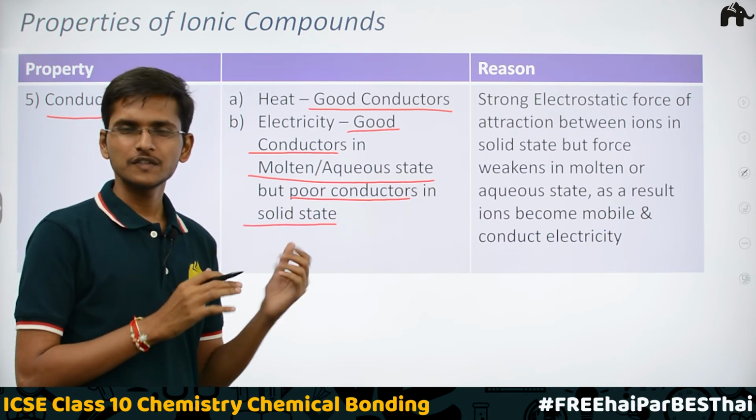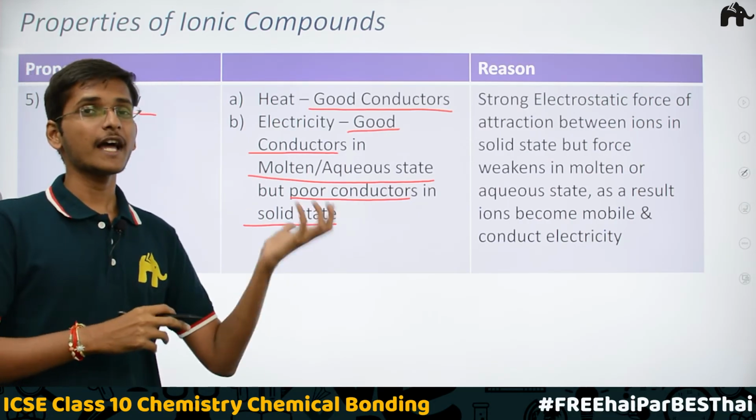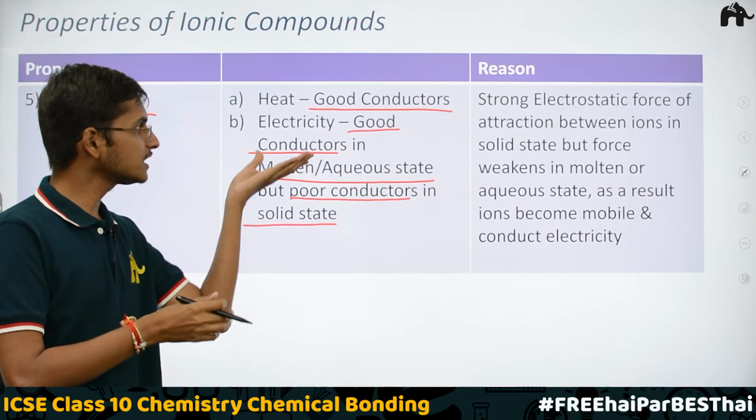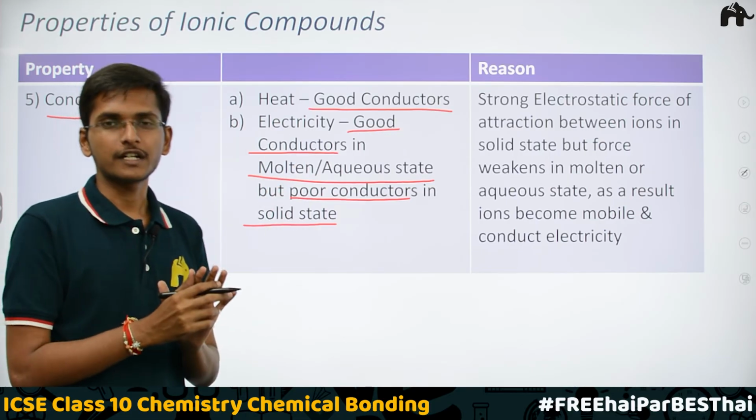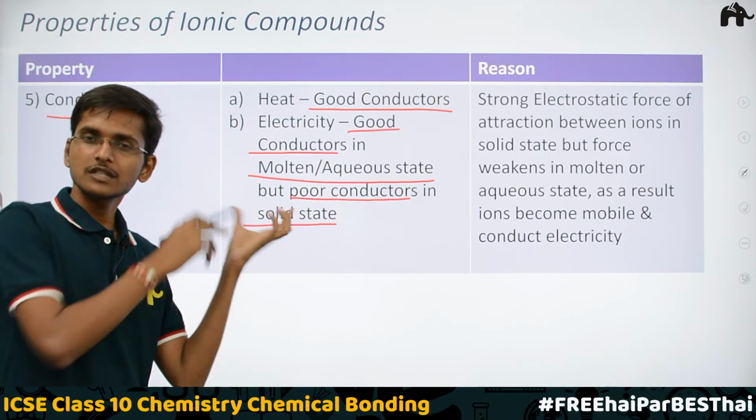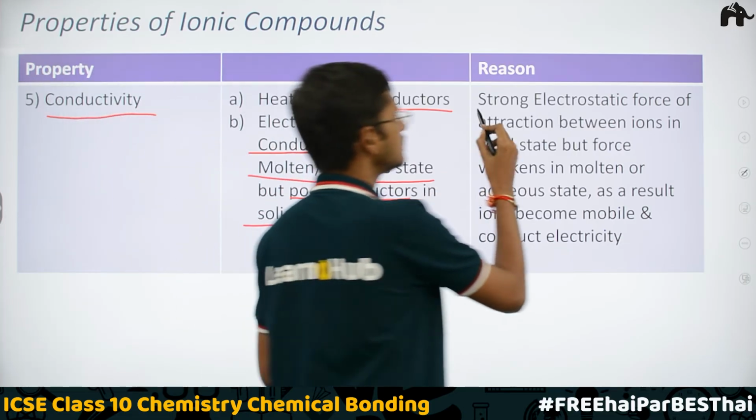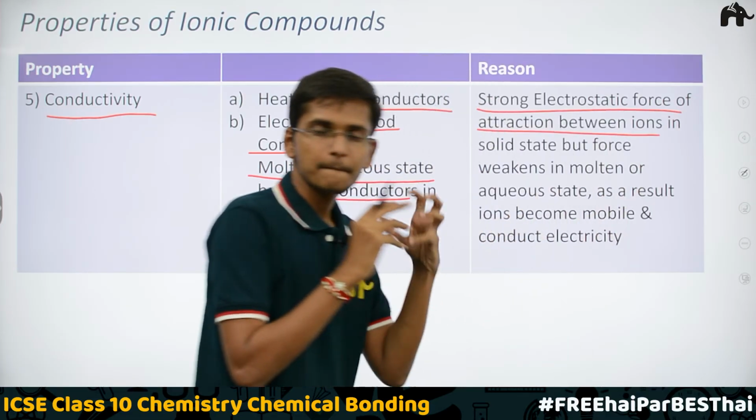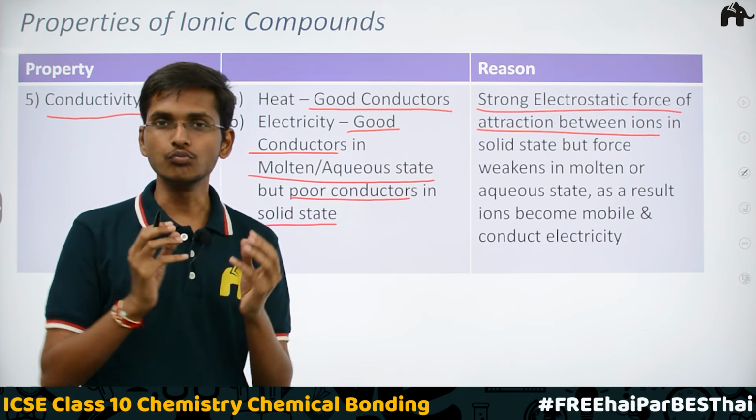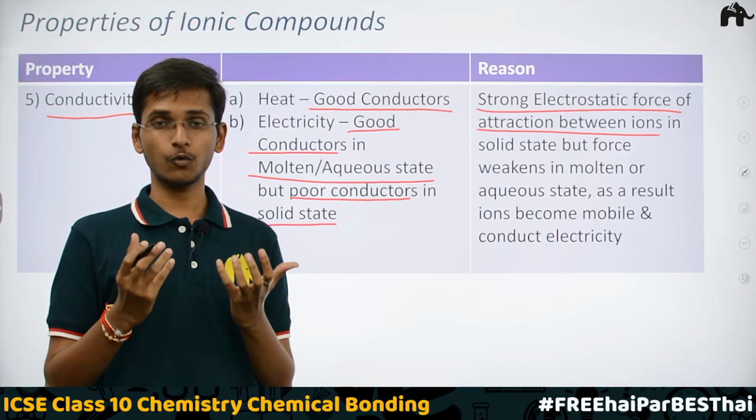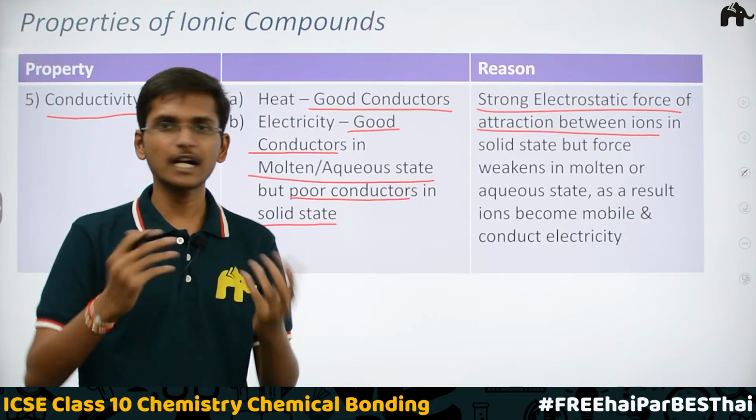Now why is this so? Just now we have related it, right? We have just seen the electrolysis in which our aqueous and molten state NaCl was conducting electricity, and we also know the reason why. So let's first start with why ionic compounds in solid state don't conduct electricity. Strong electrostatic force of attraction is present between the ions in solid state, so the ions are not able to move. There are no free ions, and if there are no free ions, how can they migrate to the respective electrodes? They can't migrate, so they can't conduct electricity.